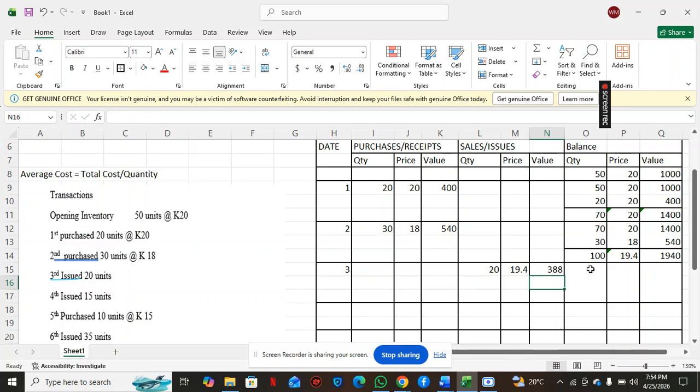In our balance section, we had 100 units. Now we sold 20 of them, so we remained with 80 spare parts valued at 19 kwacha 40 ngwe each.